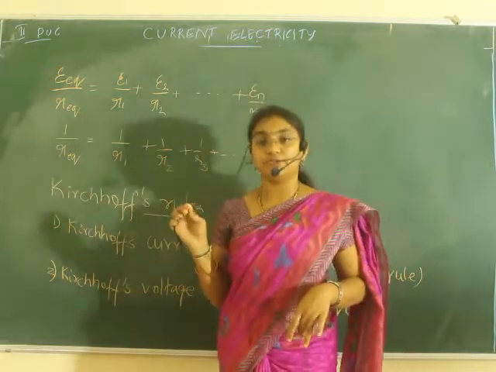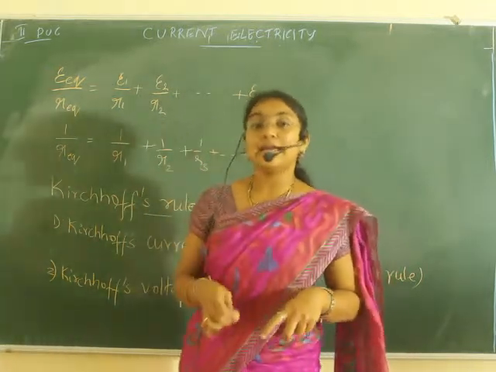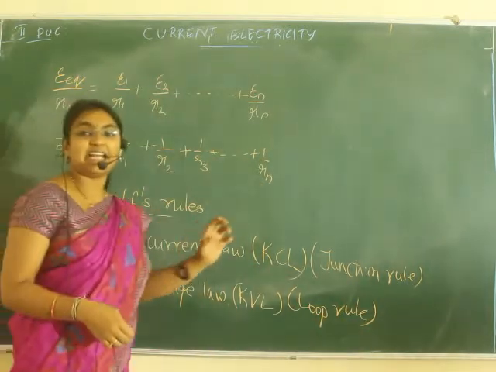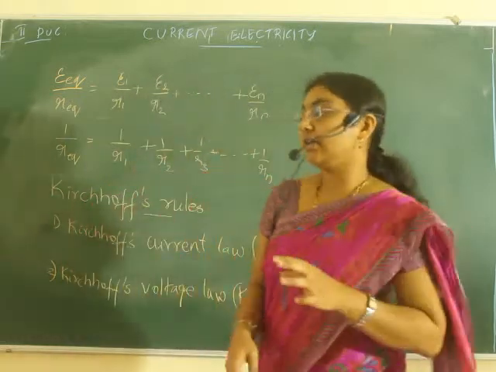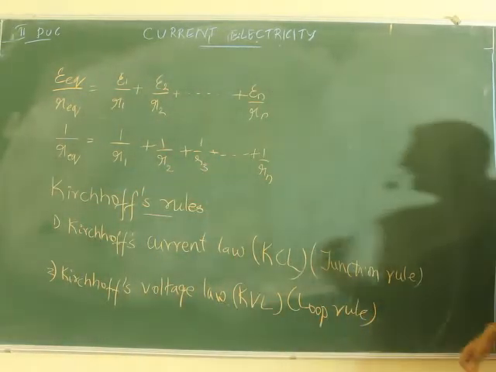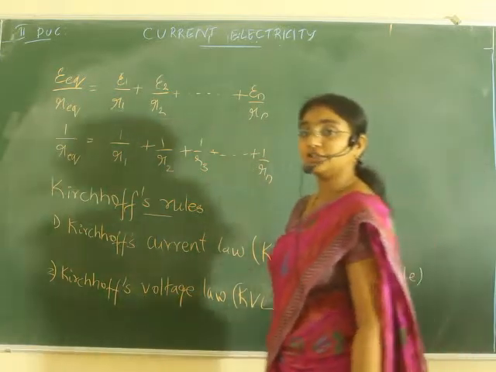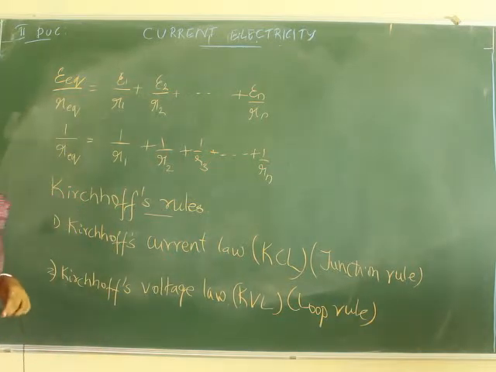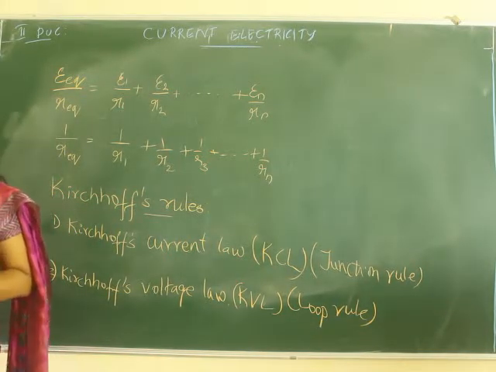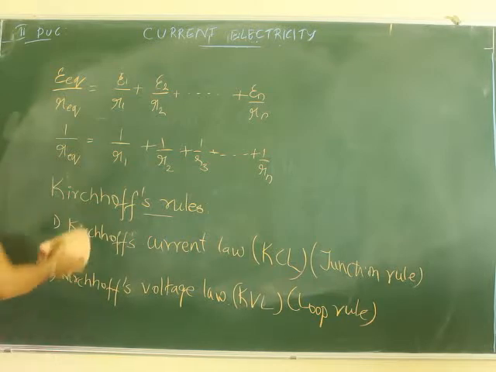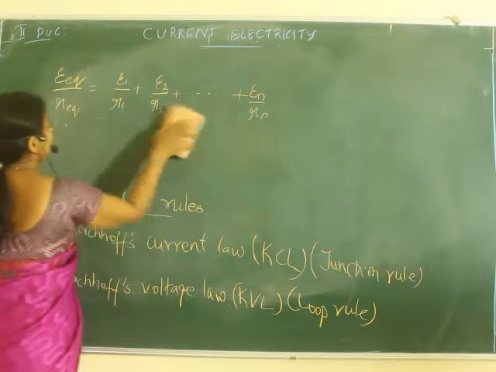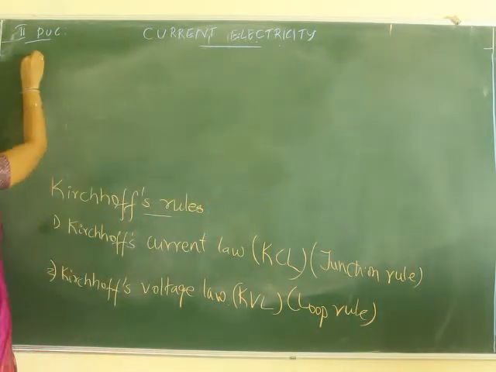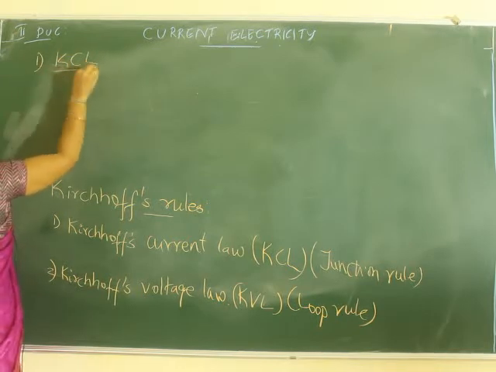Very, very important question for 2 marks for your final exam. Okay. They can ask, state and explain Kirchhoff's current law. Or state and explain KVL. State and explain loop rule. Any way they can ask. Understood? So these are the two important rules. Let us write the statement. First one, that is Kirchhoff's current law. I will write it as KCL.